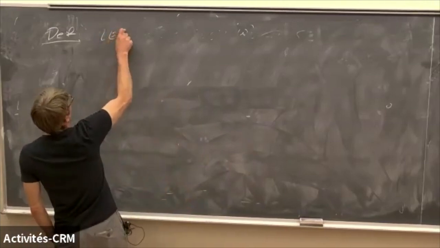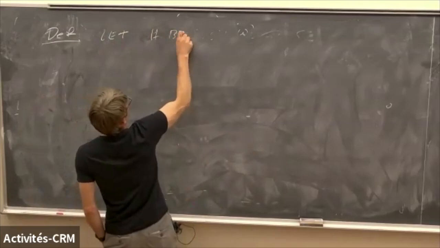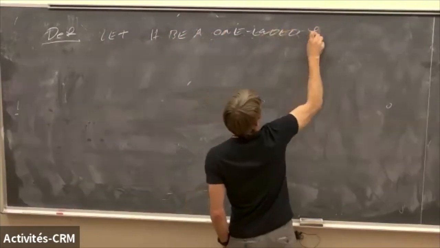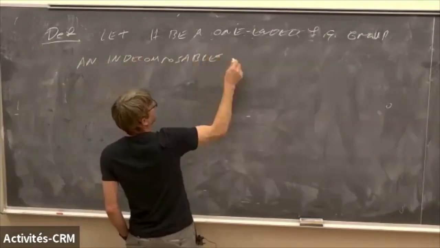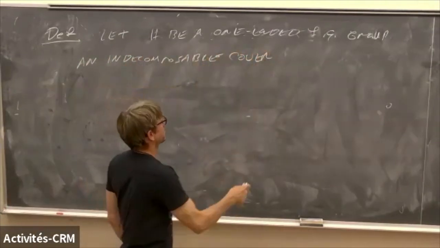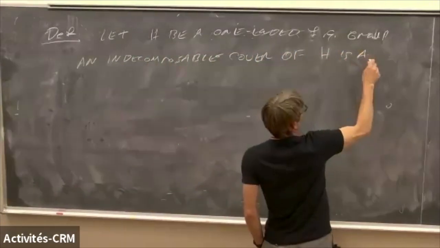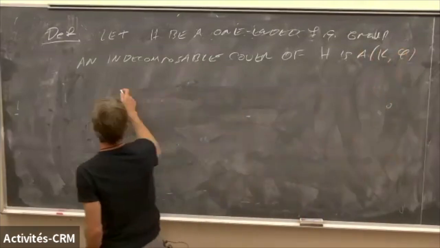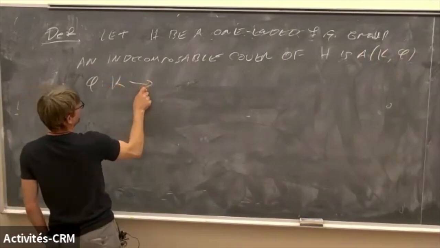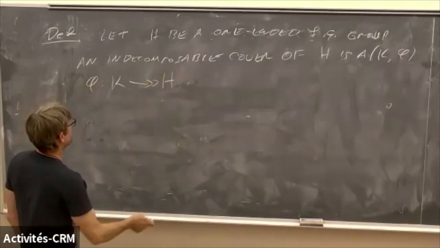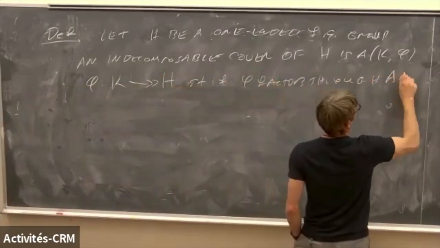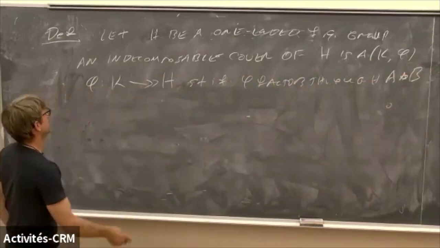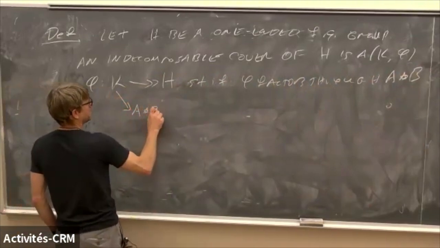Yeah. So let H be a one-ended finitely generated group. And then an indecomposable cover of H. It's not really a covering space, it's just called the cover. So it's a pair, a K and a surjective map, a homomorphism phi from K to H, such that if phi factors through a free product, then one of the factors is trivial. So we've got a map like this, surjective.